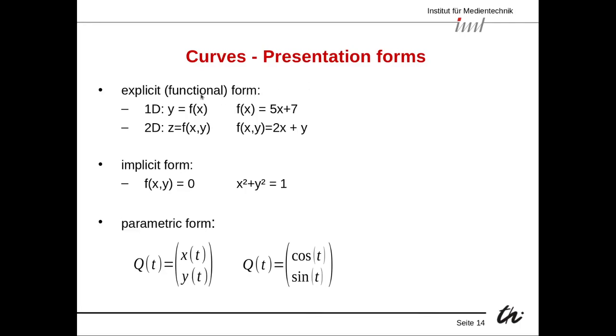So here we have examples. First, the functional form. So this is basically how you plot a function. Here's a function of one variable, and here's a function of two variables. So the f would be the z, the third coordinate in this case. Here's again the implicit form. Here this would be the description of a circle with radius 1, the center at the coordinate origin, and here is the parametric form.